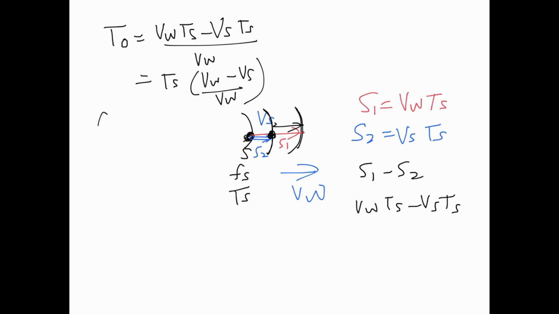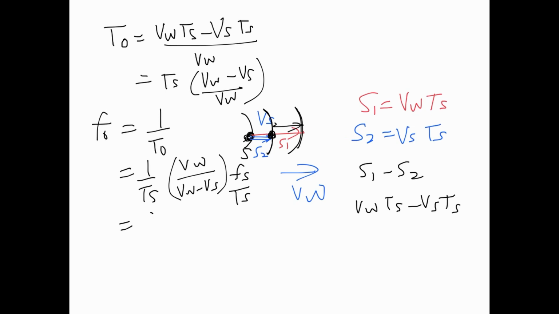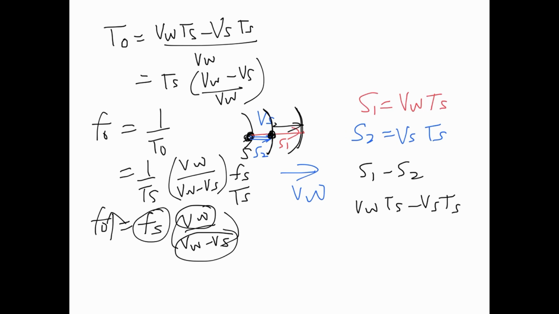So what will be the observed frequency? The observed frequency will be the inverse of the observed period. So you just have to invert the whole thing. So 1 over Ts, times Vw over Vw minus Vs. What you will notice now is 1 over Ts will give you the frequency of the source. So the observed frequency equals the source frequency times Vw over Vw minus Vs. Therefore, your observed frequency will be higher than your source frequency, because Vw divided by Vw minus Vs, where the denominator is smaller than Vw, will give you a number of more than 1.